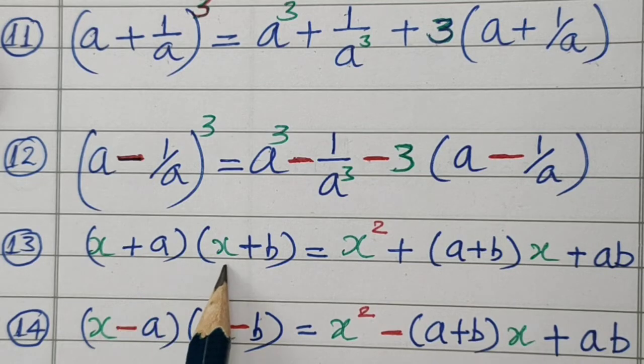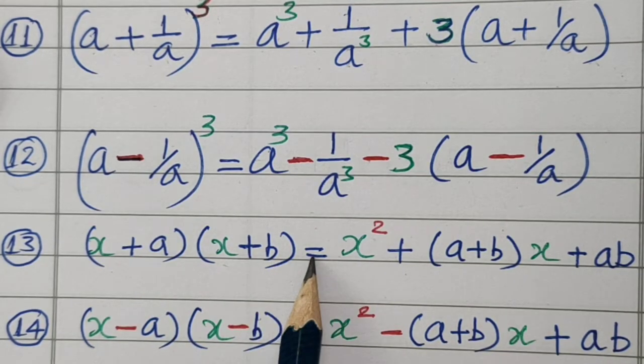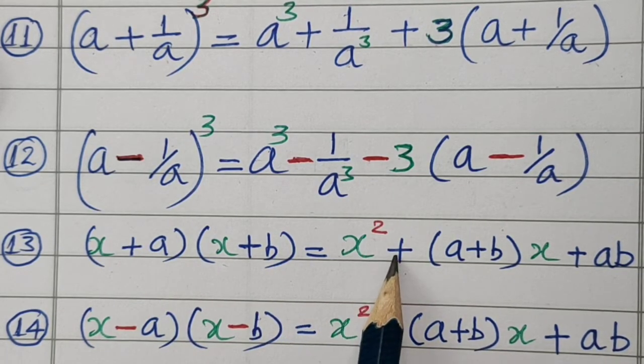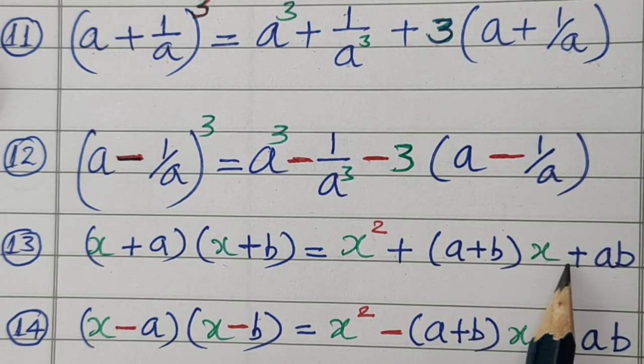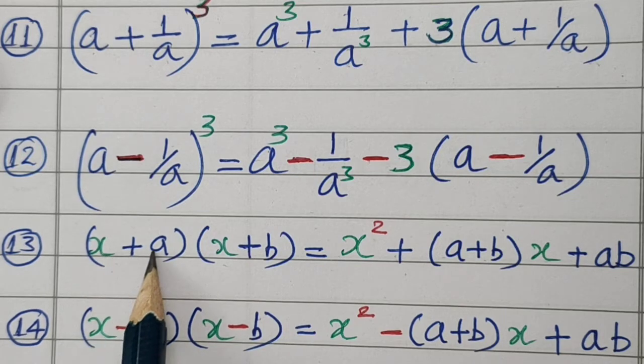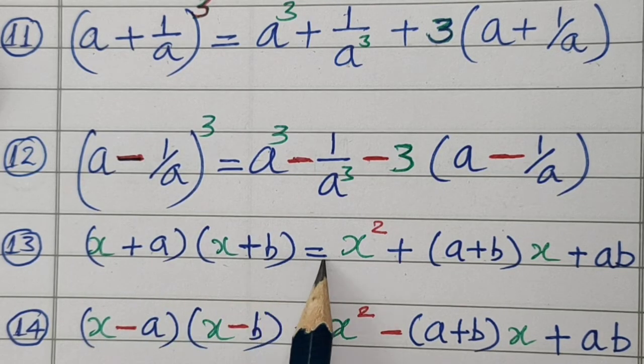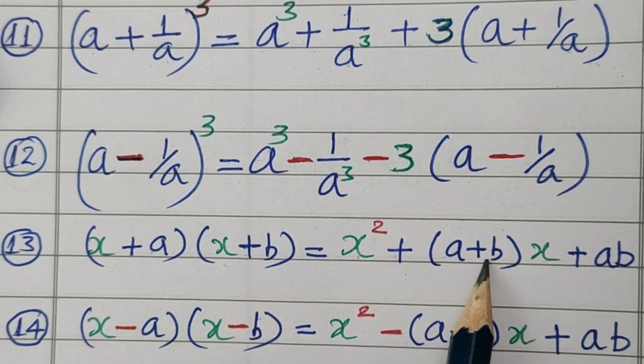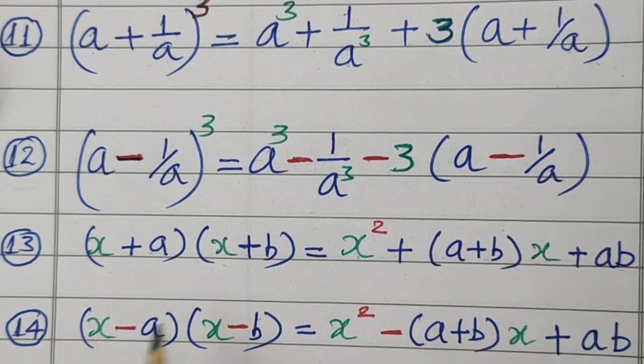x plus a into x plus b is equal to x square plus a plus b into x plus ab, where a and b are constants. x plus a into x plus b is equal to x square plus a plus b into x plus ab.